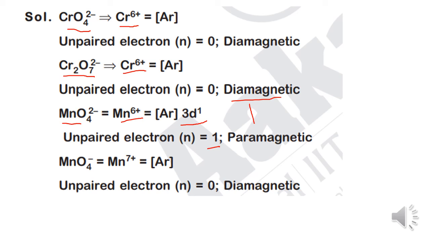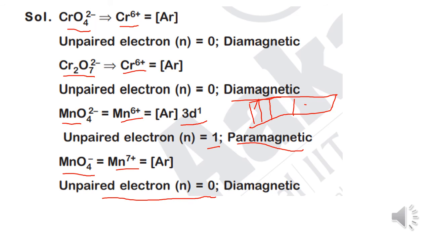because in 3d1 there is one electron here and which is unpaired, so it is paramagnetic. And in the next compound MnO4 minus, its oxidation state is +7 and so there are 0 unpaired electrons, so it is diamagnetic. So the paramagnetic one is this one.